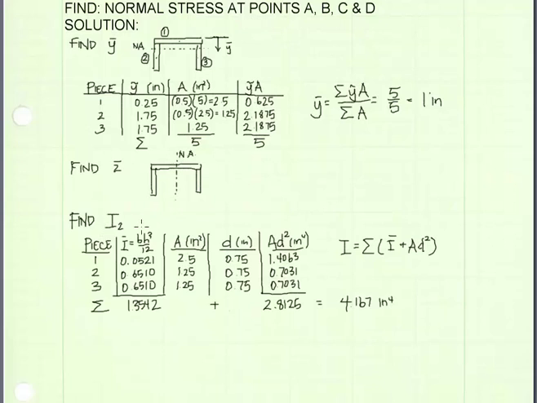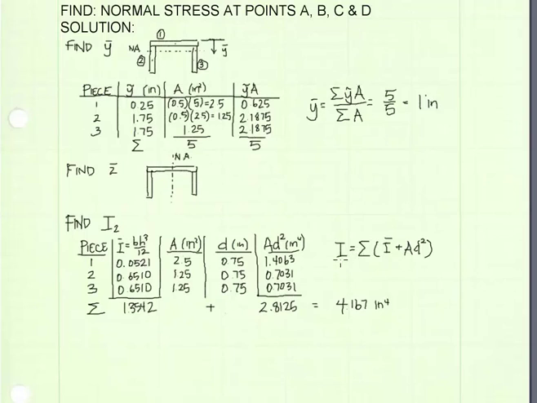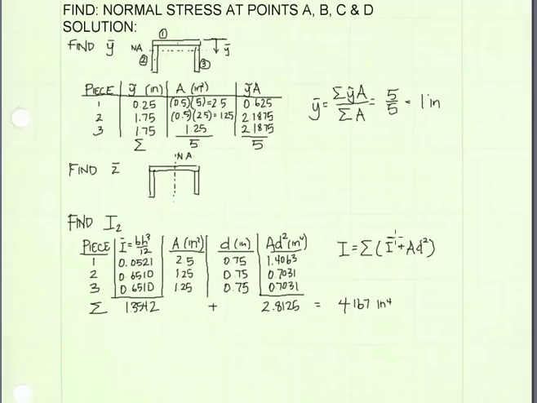Okay, the next step is to find the moment of inertia about the z-axis. And I'm going to use the parallel axis theorem to do that. It's shown right here, and I've just made a table again like I did above, where each piece is the same as it was above, and for each piece it's a rectangle, so I use the moment of inertia equation for a rectangle, bh³/12. Then I just get the area that I've already found in the table above. I just pulled that down.